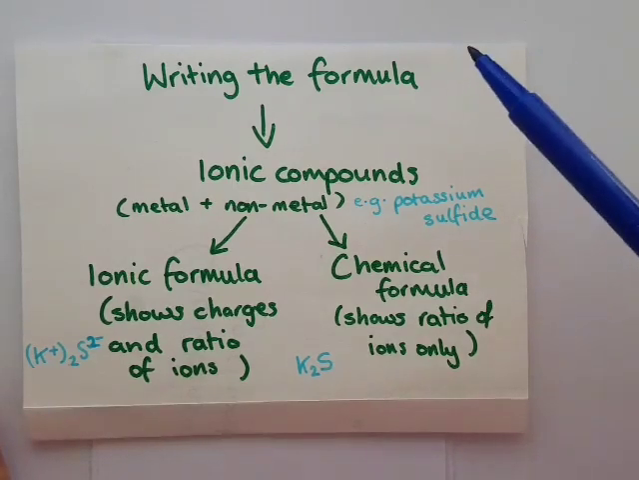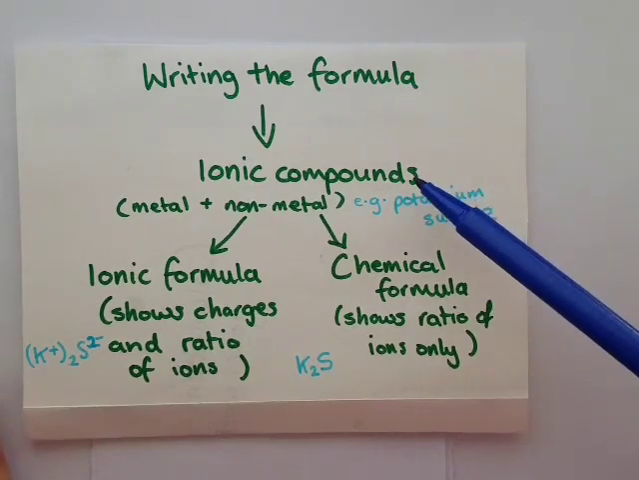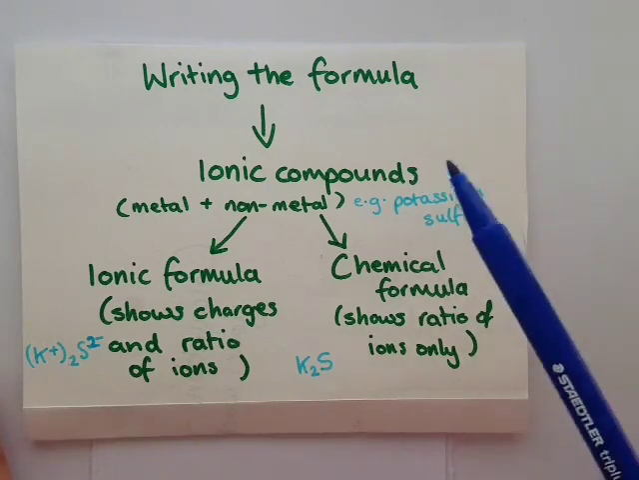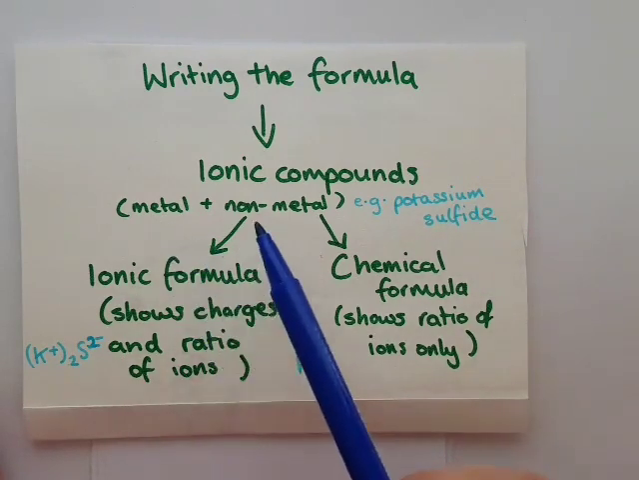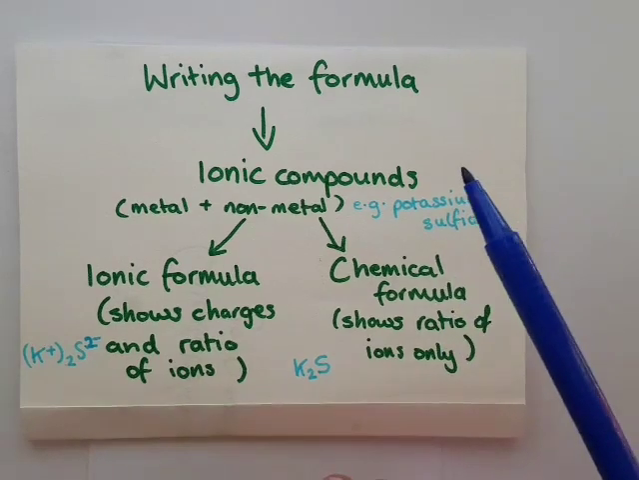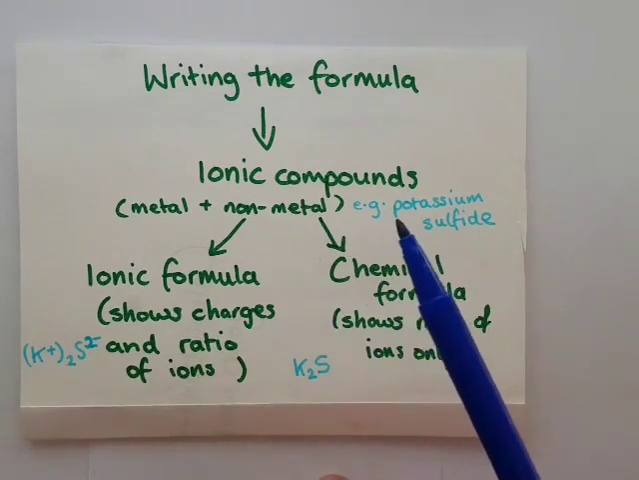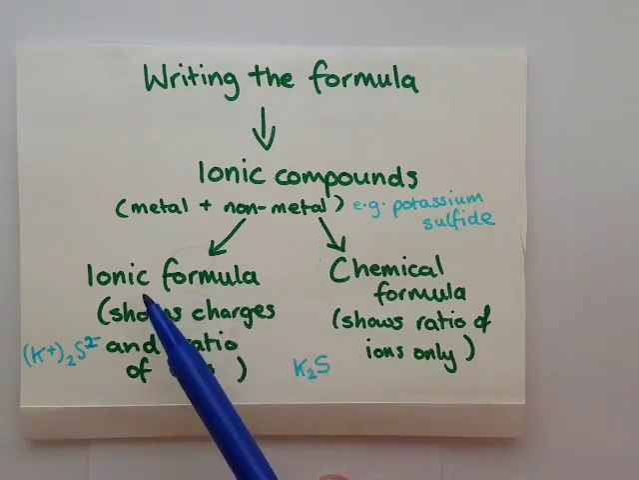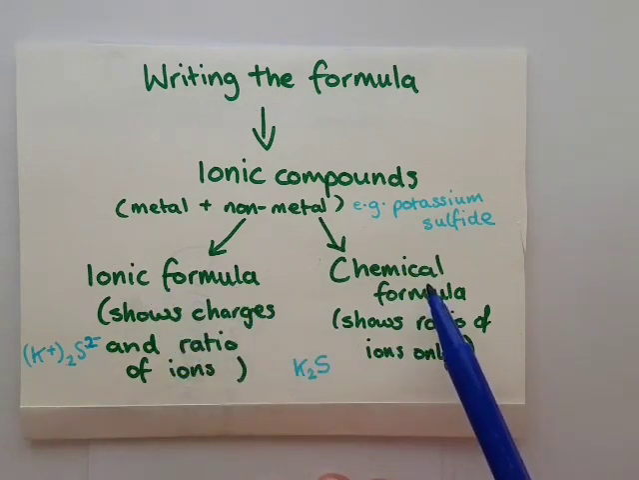Okay, so this video is about writing the formula of ionic compounds. Remember, ionic compounds typically contain a metal and a non-metal. Potassium sulfide would be an example. For ionic compounds, we can write two different types of formula. We can write the ionic formula or the chemical formula. It's important that you know the difference between the two.